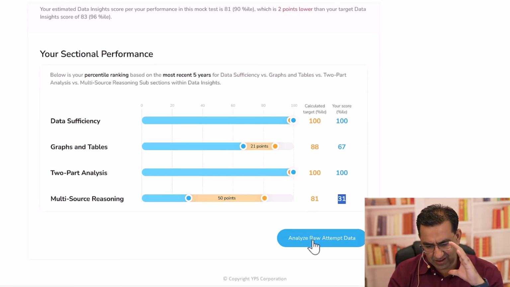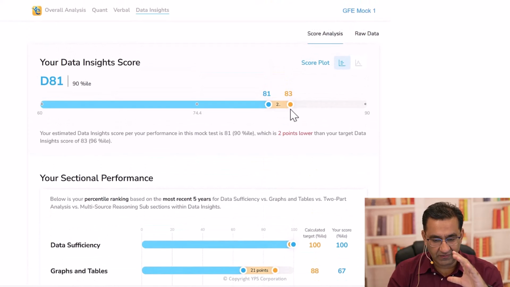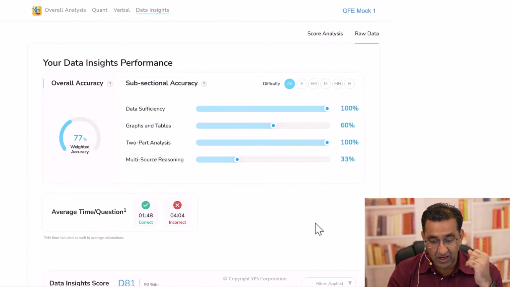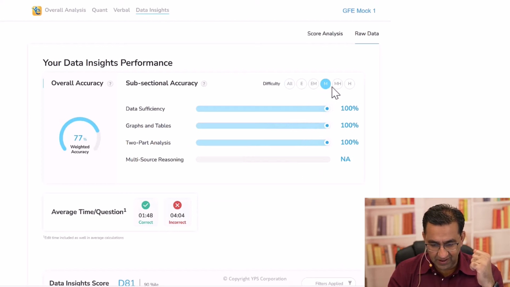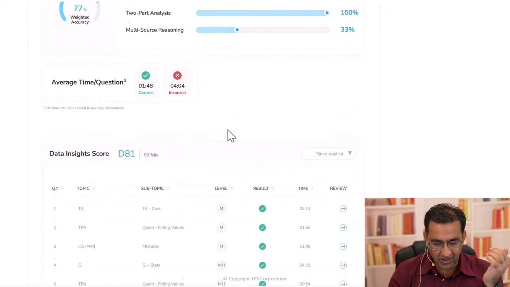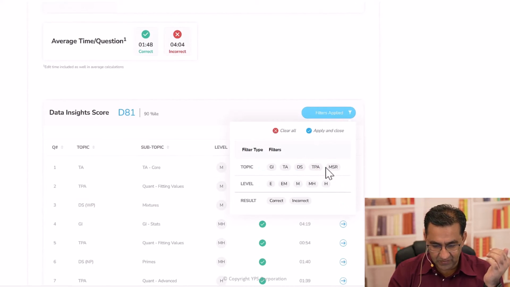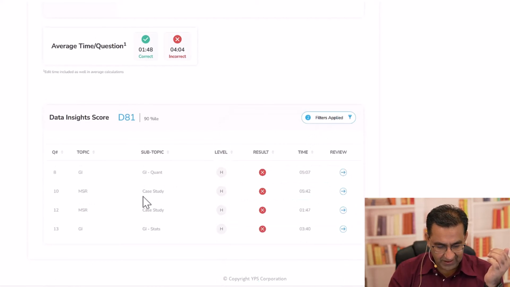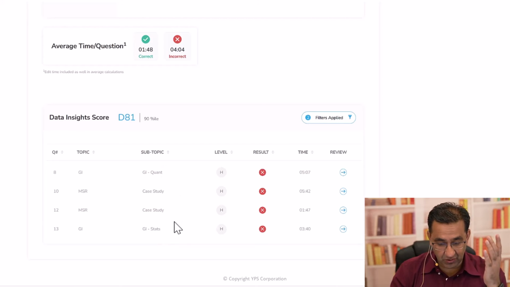So that's, again, a clear indication of where this person needs to improve if they want to get these two additional points. We can do the same analysis here, medium hard. Hard, again, really low accuracy in MSR and hard, and again, really low accuracy in GI and TA. I think they got all the questions wrong. Again, we can do the same analysis to see when it comes to hard and incorrect, where did they falter. Again, you can see MSR case study type passages is where they faltered, and in GI they faltered in stats as well as in quant type questions. So clear indication on where they need to improve.